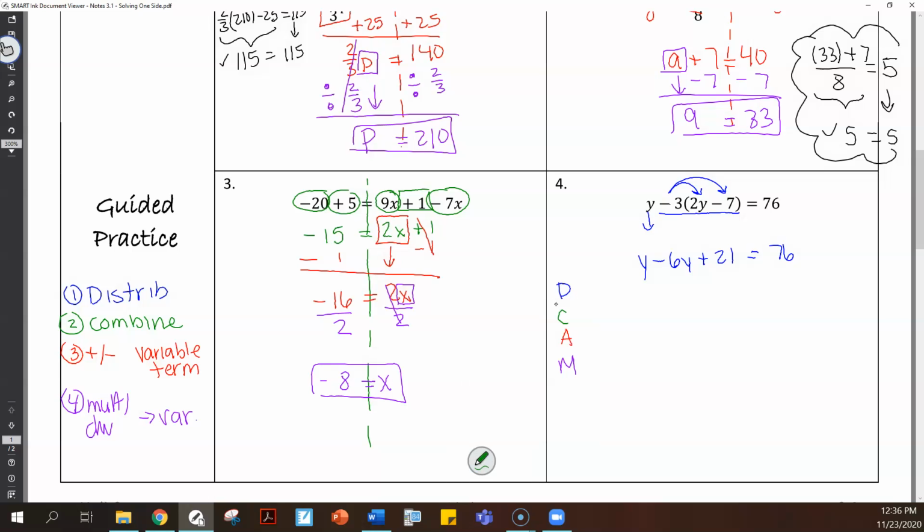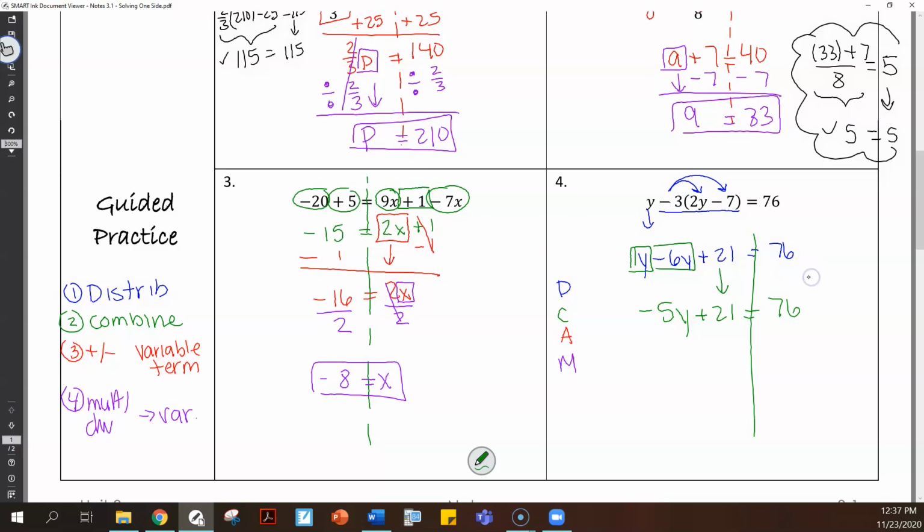Now that I've done distributing, I want to look to see if I can combine any like terms. On the left side, I have a y and a negative 6y. Both of those have y's, so I can put them together. 1y plus negative 6y is going to give me negative 5y. Plus 21 cannot be combined with anything else, so it comes down. Same thing with 76. Nothing else to combine over here, so I'm done with the combining step.